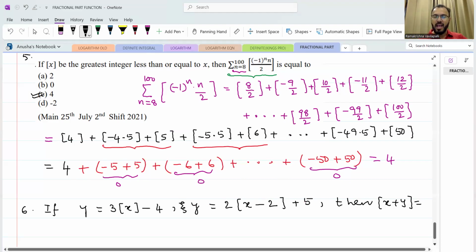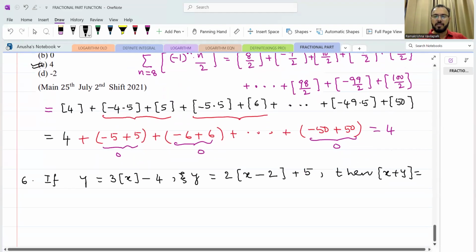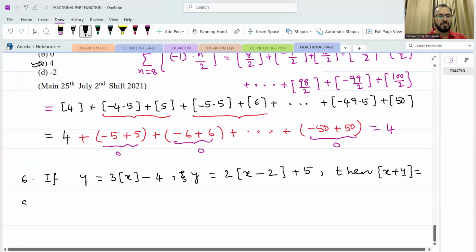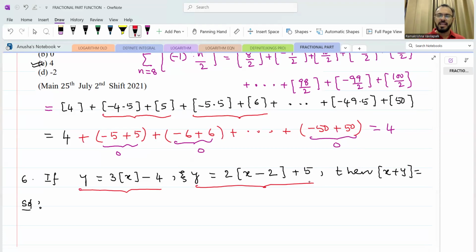In this entire class, I am discussing only questions based on integral part as well as fractional part. Till now I didn't solve any question of fractional part, but I can solve in the next class. So how to solve this question? First of all, this is one equation, y equal to something and y equal to something. So you can equate directly. X equal to A and X equal to B implies A equal to B.